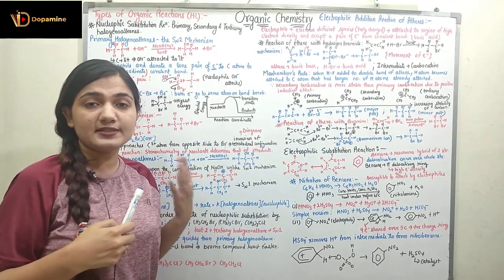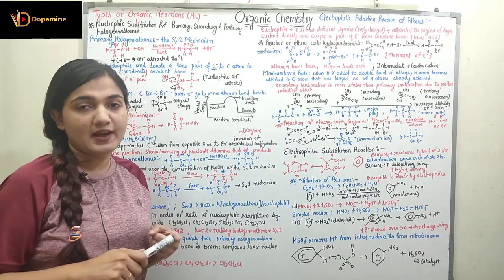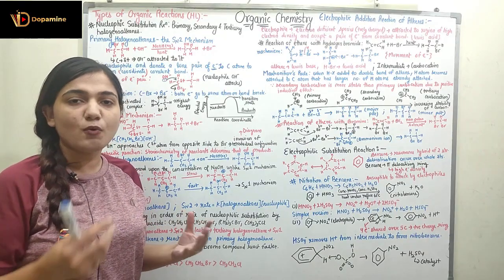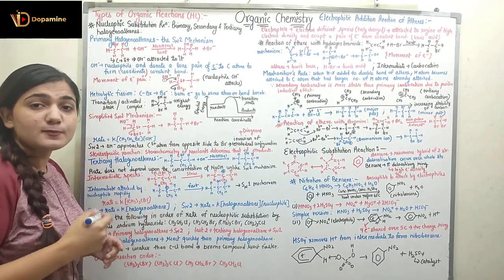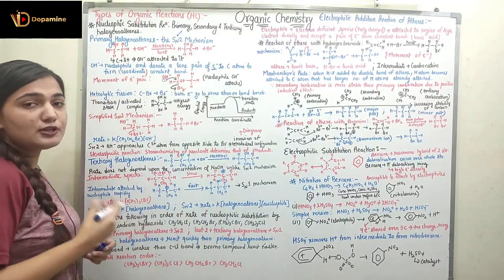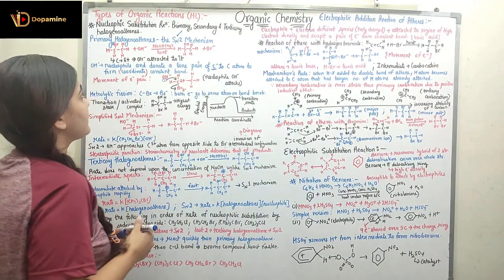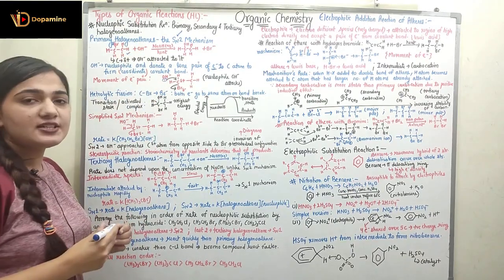What are the SN1 and SN2 mechanisms? S represents substitution and N represents the nucleophile. And I am going to tell you what 1 and 2 represent. Now, the primary halogenoalkanes react with the SN2 mechanism, substitution, nucleophilic, of order 2. So let's suppose we have this primary halogenoalkane, CH3CH2Br.